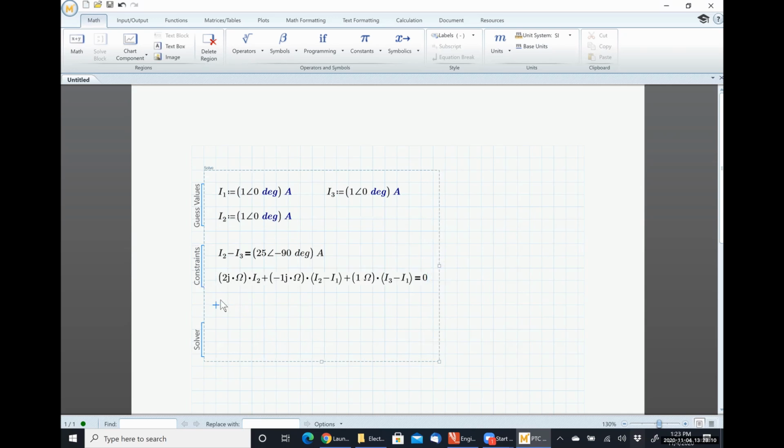Alrighty, and then lastly, around mesh 1, we had 1 ohm multiplied by I1 plus 1 ohm multiplied by I1 minus I3 plus minus 1J ohms multiplied by I1 minus I2.